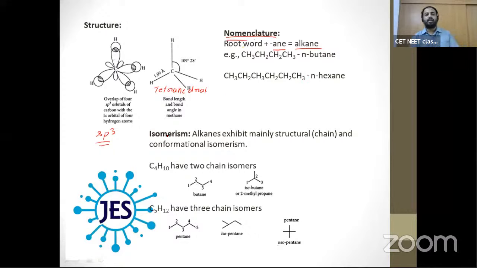Then isomerism. Alkanes show chain isomerism. Ready? Mainly chain isomerism under structural category. They also show conformational isomerism under stereoisomerism category.